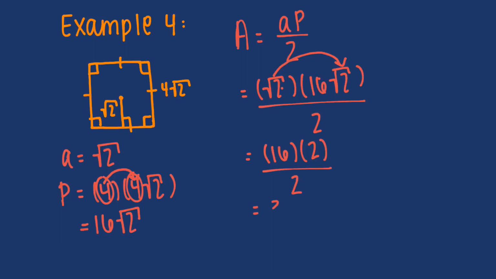16 times 2 is 32. Divided by 2 gets us back to 16. If you wanted to, you could have canceled out the 2's and just been left with 16. So the area of example 4 is just 16.